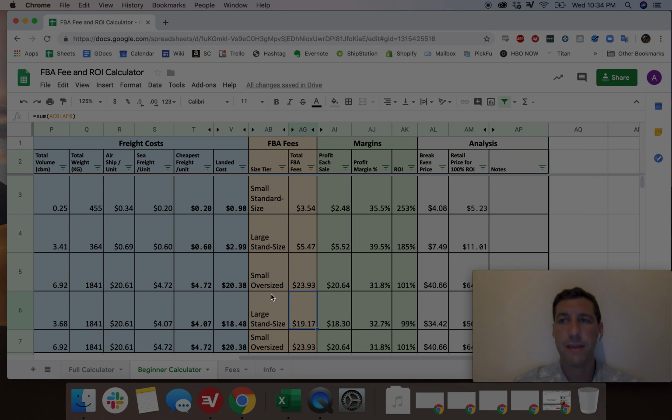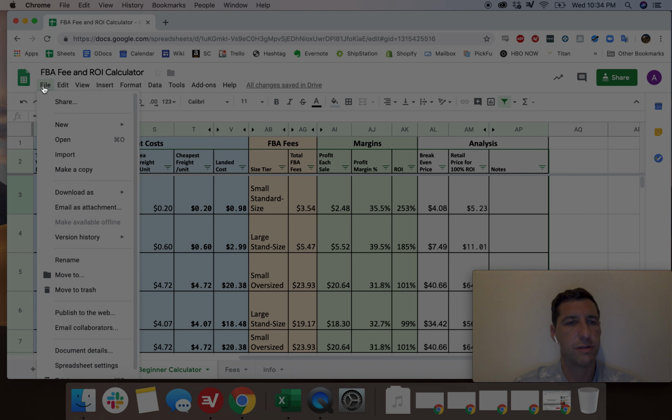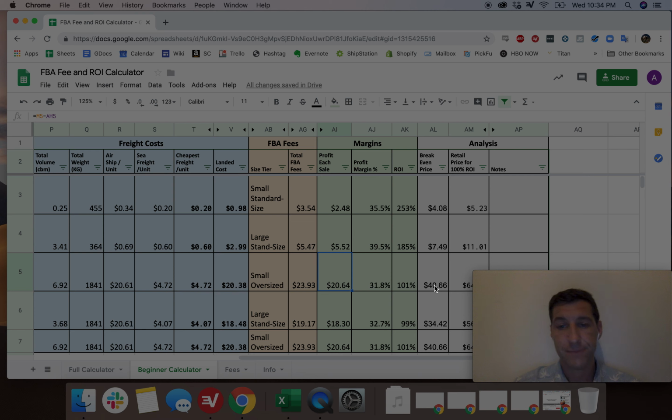Oh, one more thing. If you want to make a copy of this, you cannot get access to this calculator. It's locked down because people will screw up my equations. You just go to File, Make a Copy, and it'll make a copy for yourself. All right, enjoy.